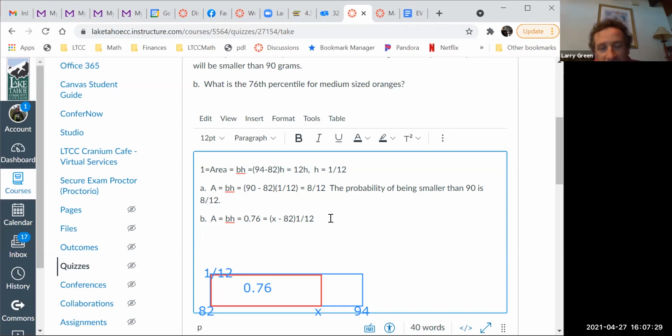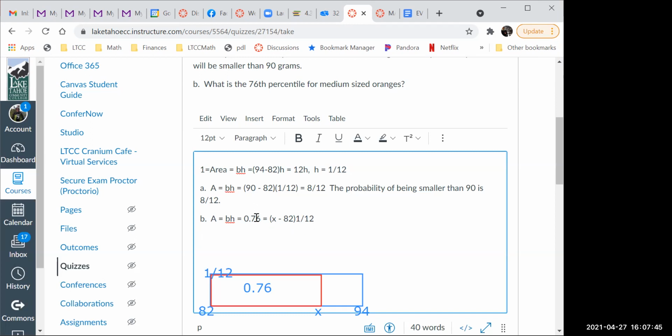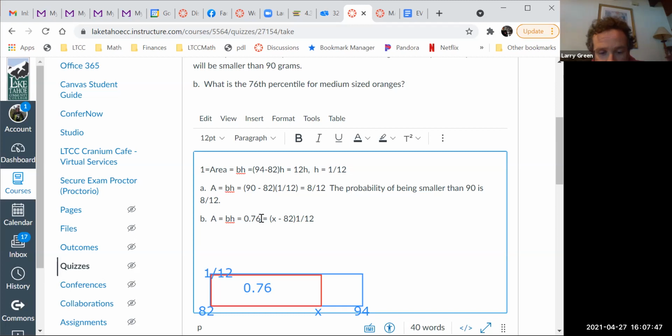So what do I have to do to get rid of the 1/12? Multiply both sides by 12. Yeah, so I multiply by 12. So I'm going to write that in. And when I do that, I get 0.76 times 12. I'm going to leave it like that because I'll do the arithmetic at the end. The 12s go away and you get x minus 82.